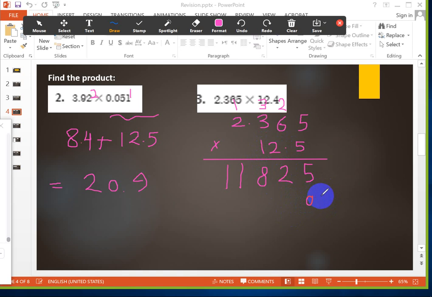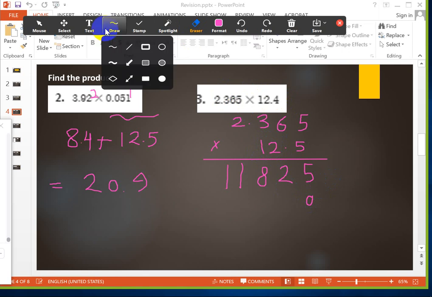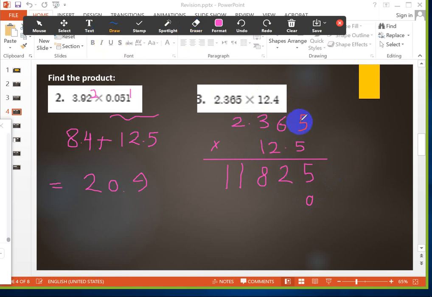Very good, Janal. Thank you, Maria. So I will put 0 in the ones, then I will start my multiplication with 2. Now let's multiply 2 with 5. 2 multiply 5 equals 10. So I can't write 10. I have to put 0 here and 1 above the 6.